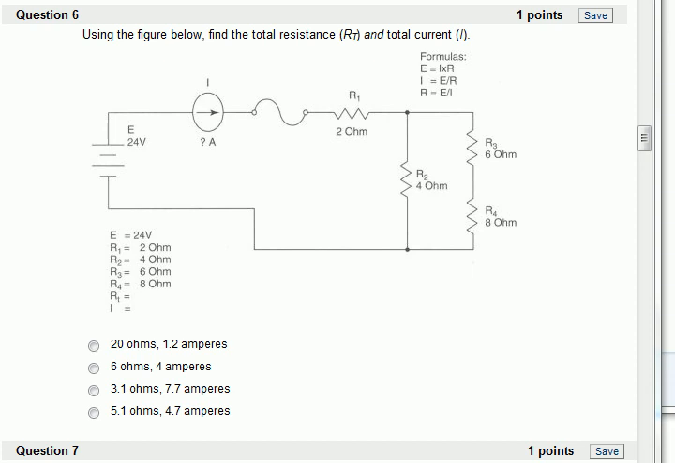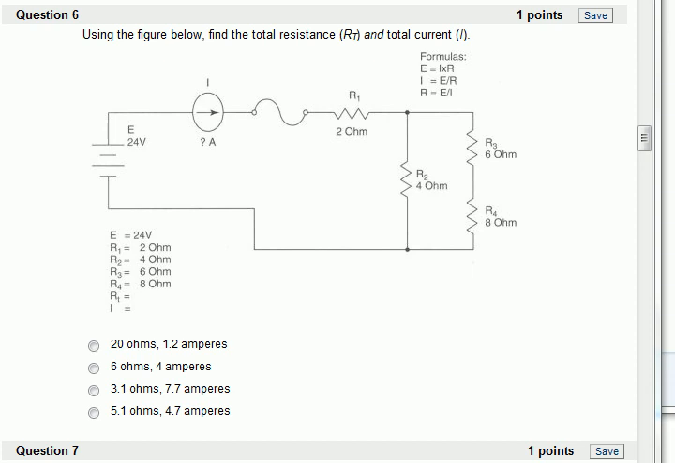All right, let's take a look now at number 6. Number 6, kind of the same way. We know all of our resistance values, but we don't know our amperage, right? So we've got to know how to figure out, or how to simplify this problem.